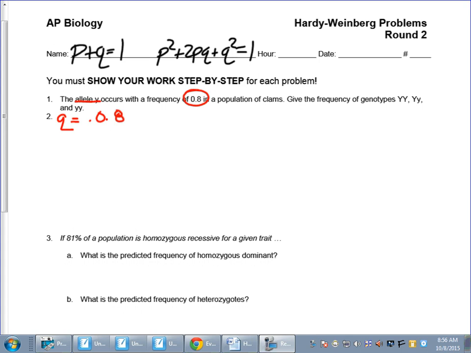Well, as I know that Q is 0.8, I can use the first equation to solve for P. Because P plus Q equals 1, I plug in P plus 0.8 equals 1, therefore P equals 0.2. Yes, no?